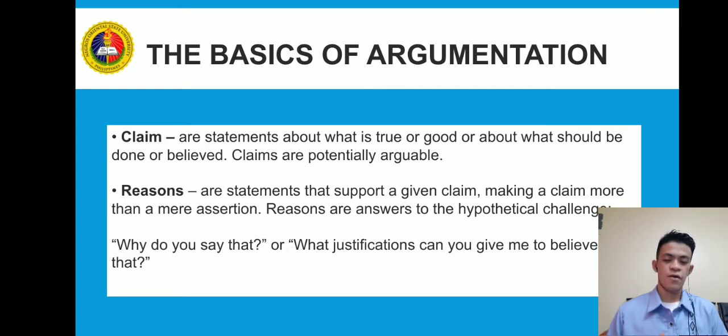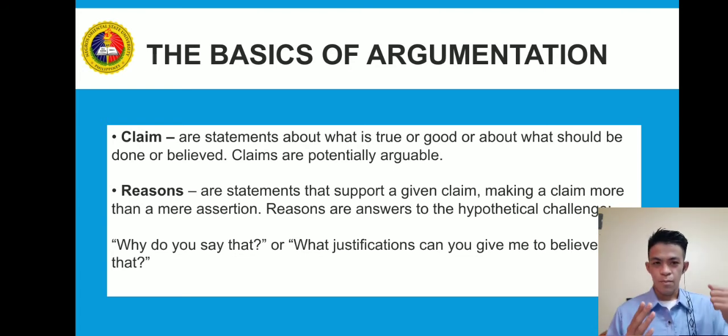Let's go back to the first example. Mr. Kyle said that vaccines are safe. So why do you say so? It answers the question: why do you say that vaccines are safe? So Mr. Kyle said, vaccines are safe because they undergo the process of testing. That is his reason.